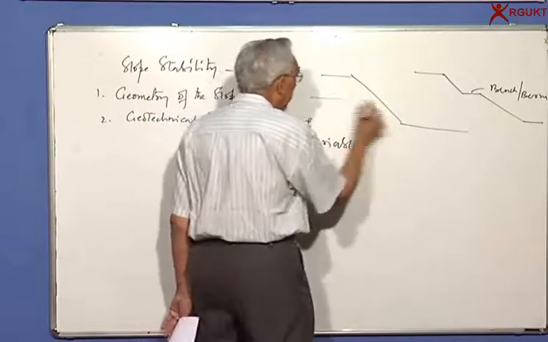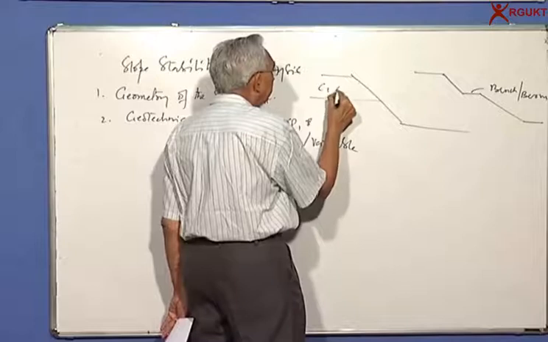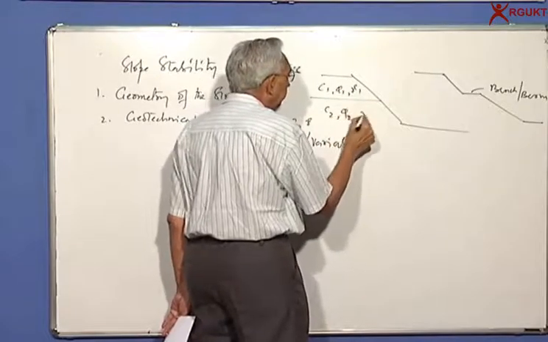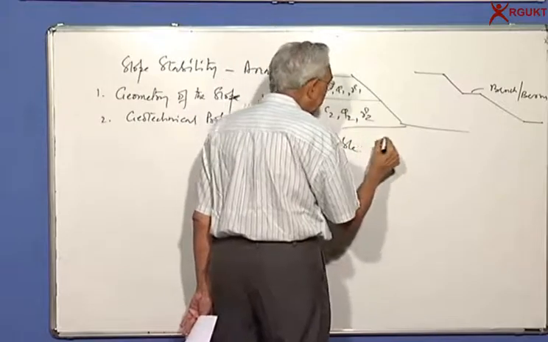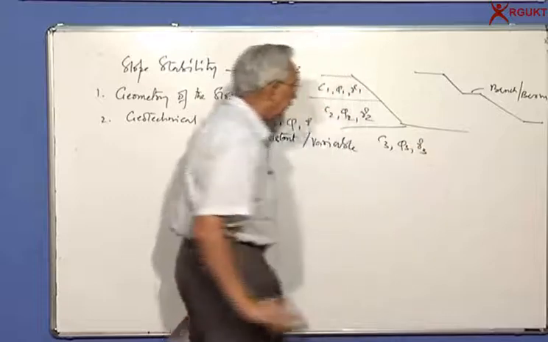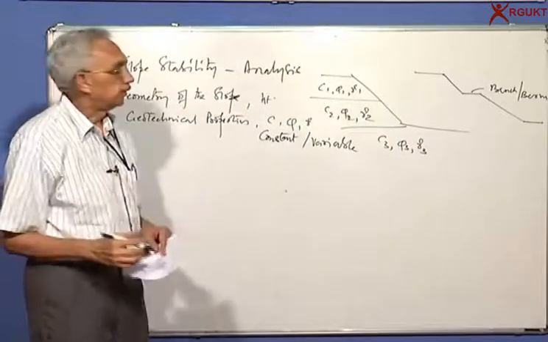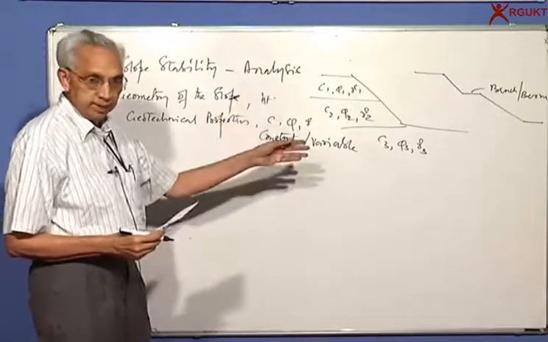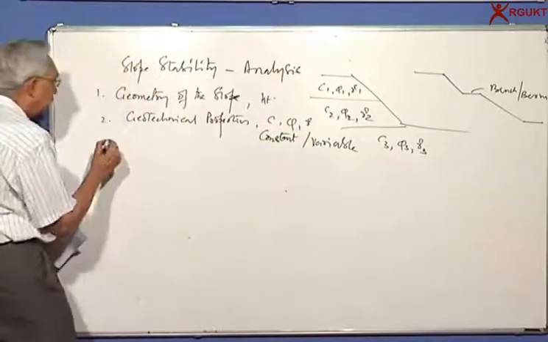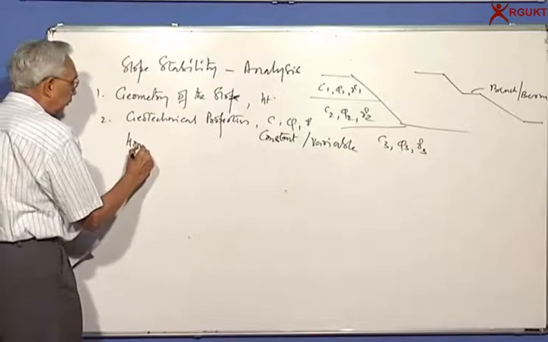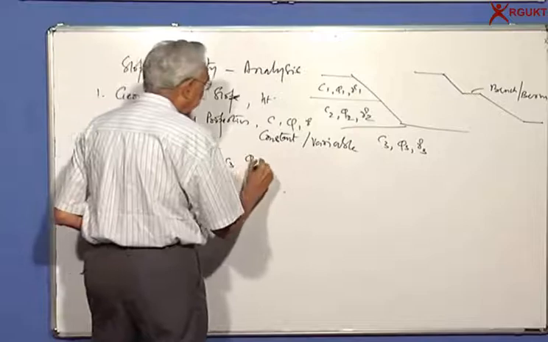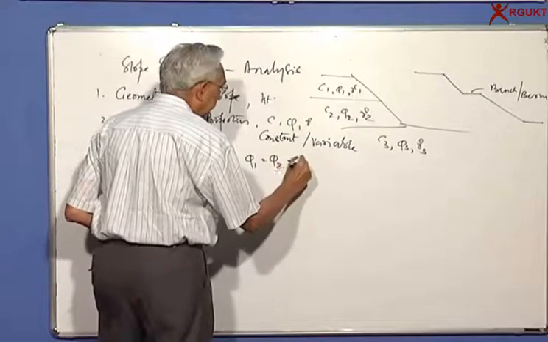Suppose I have a slope, I may have C1, phi1, gamma1, C2, phi2, gamma2, and maybe below here I can have C3, phi3, gamma3. So you need to find out how the soil properties can vary. The simplest, of course, is when all of them are the same. Then we call it a homogeneous slope. C1 is equal to C2 is equal to C3. Phi1 is equal to phi2 is equal to phi3.